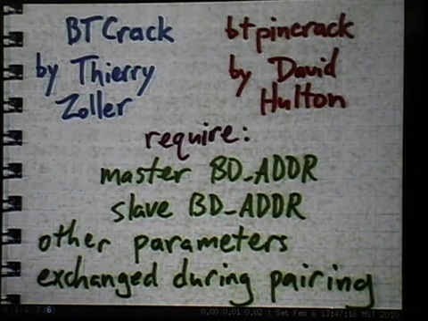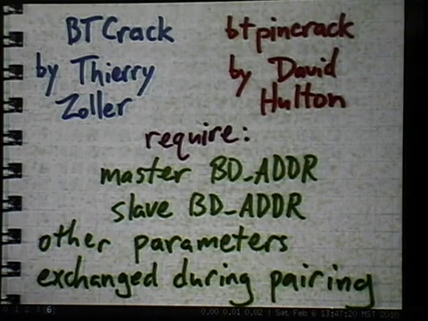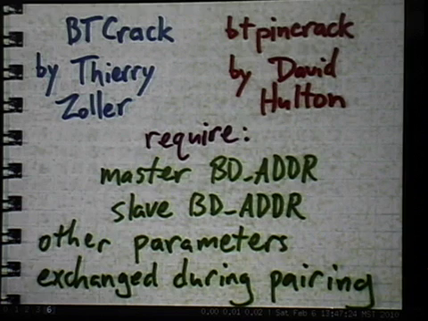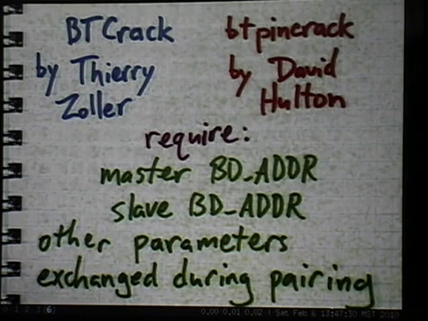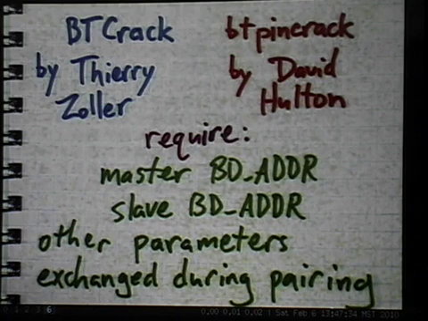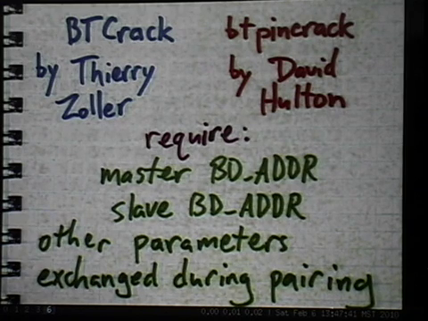It turns out that these tools, BT Crack by Thierry Zoller and BT Pin Crack by David Holton, are using this method that's proposed by this paper by Wool and Shaked, and they require the full address of the master device, the full address of the slave device, and a bunch of other parameters that are observed in the clear during the pairing process.